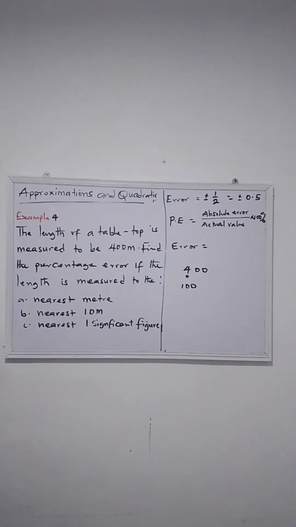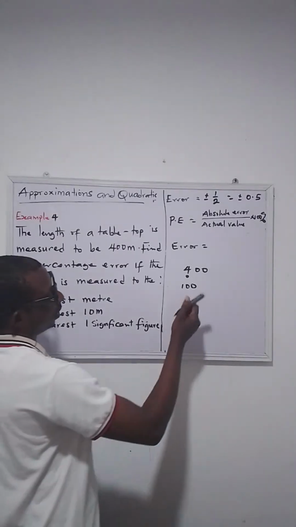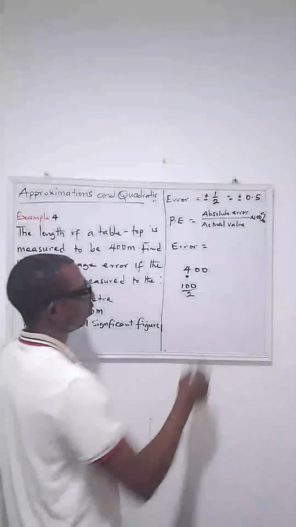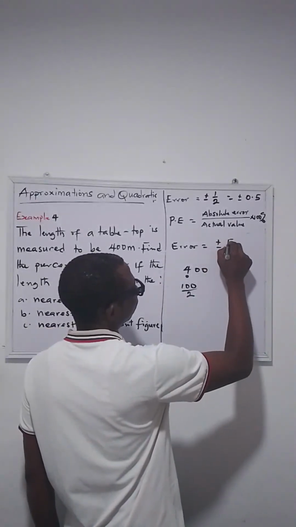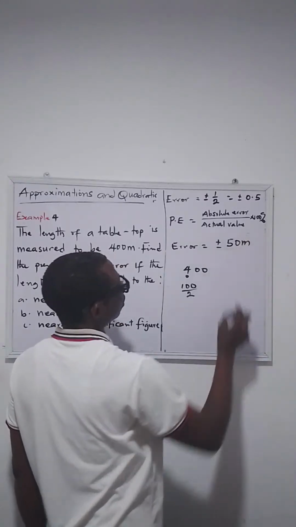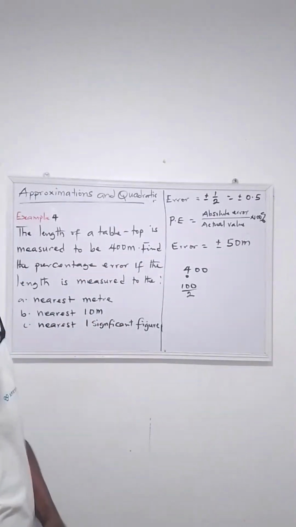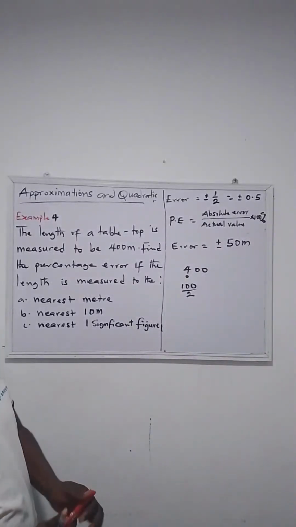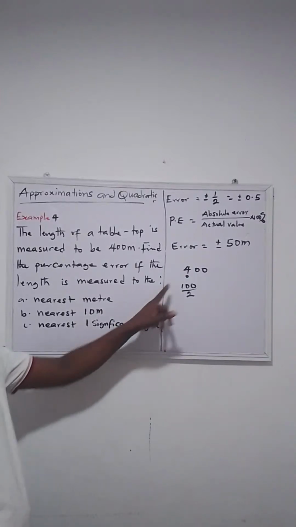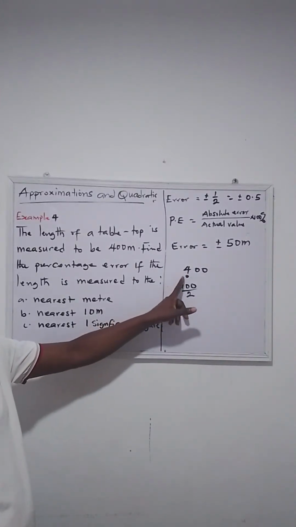So to now get the error, you have to divide it by 2, and that's going to be plus or minus 50 centimeters. So that is the error, plus or minus 50. Why is it 100? Because the position value of one significant figure is 100.